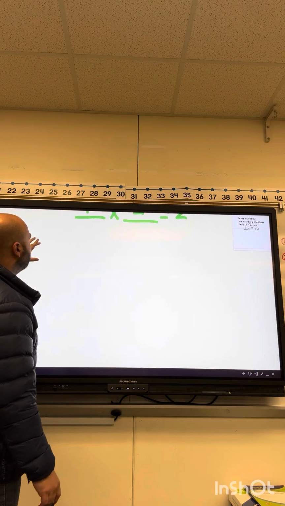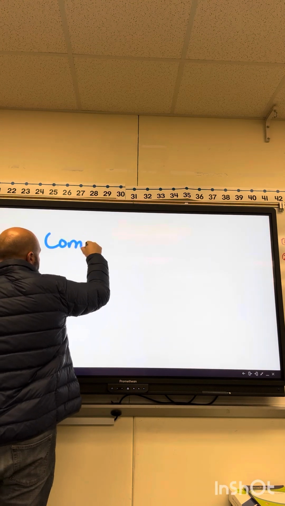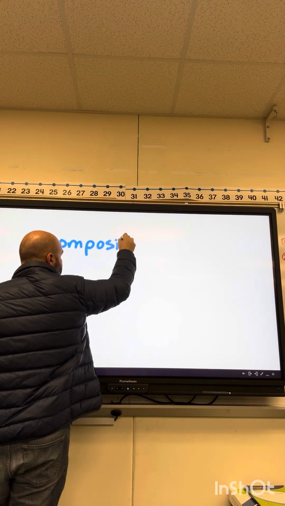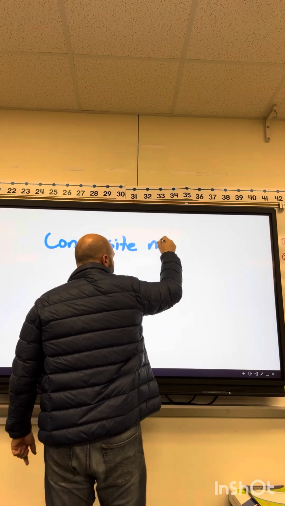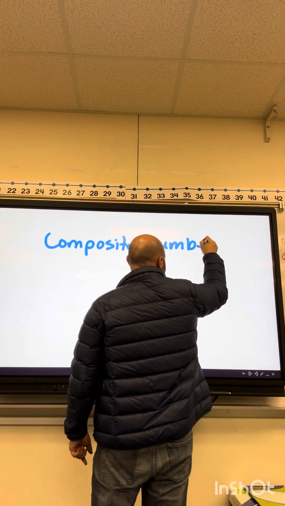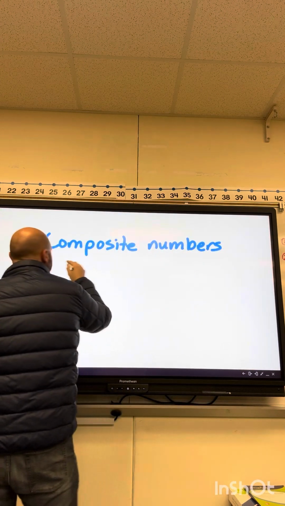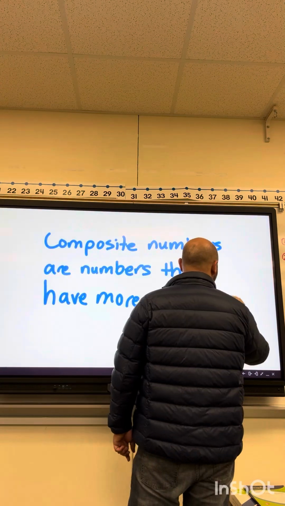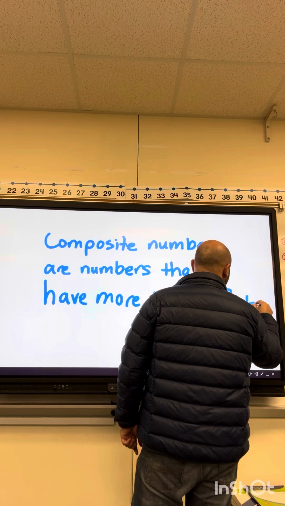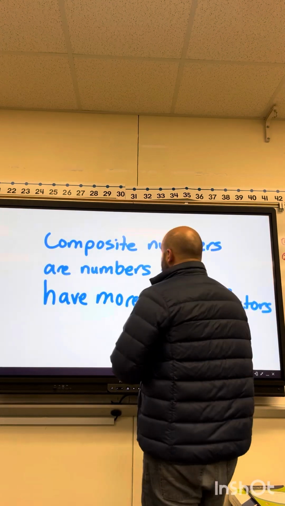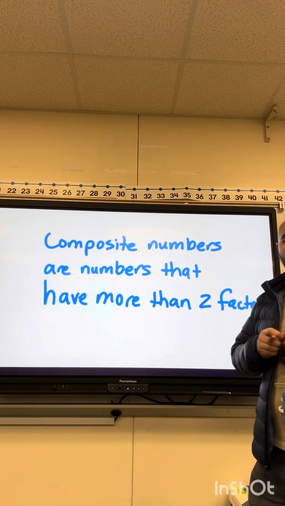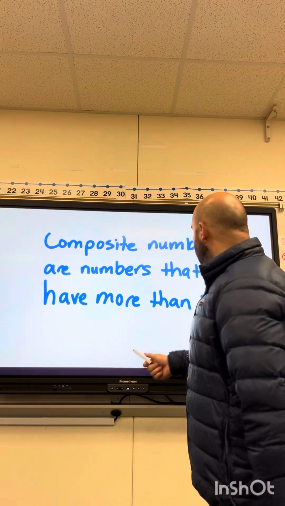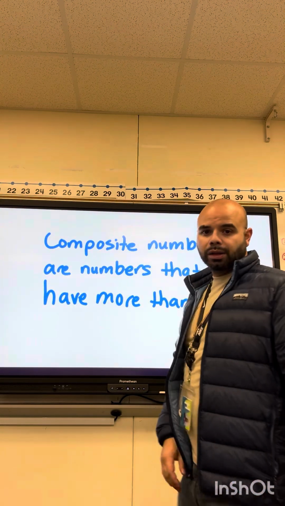Composite numbers are numbers that have more than two factors. So again, prime numbers are numbers that have only two factors. Composite numbers have more than two factors.